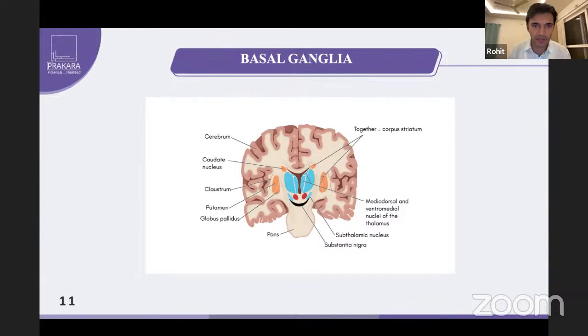So which are the important basal ganglia structures that are involved in these movement disorders? They are caudate nucleus, putamen, globus pallidus, which again has two parts, globus pallidus internus and externus, and then subthalamic nuclei, substantia nigra, and a part of thalamus also, which is the mediodorsal and ventromedial nuclei of thalamus. Caudate nucleus and putamen together are known as corpus striatum.